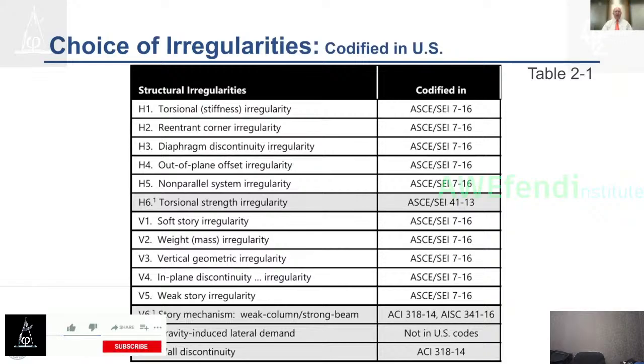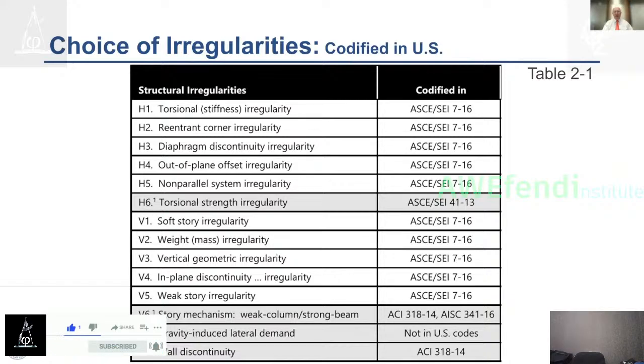So this slide represents the irregularities that the project had on our radar. And the ones that are in gray, H6 and V6 through V8, are not in ASCE 7. They're in some other documents. So they may be in another US code or standard like ASCE 41. They may not even be in US codes at all, like the gravity-induced lateral demand. It's treated in the Canadian Building Code, but not in the US code. So this was casting our net wide, the range of configuration issues that we decided to approach.